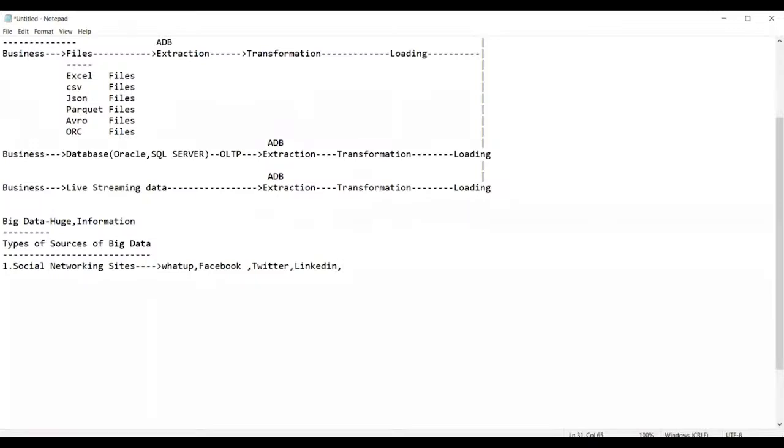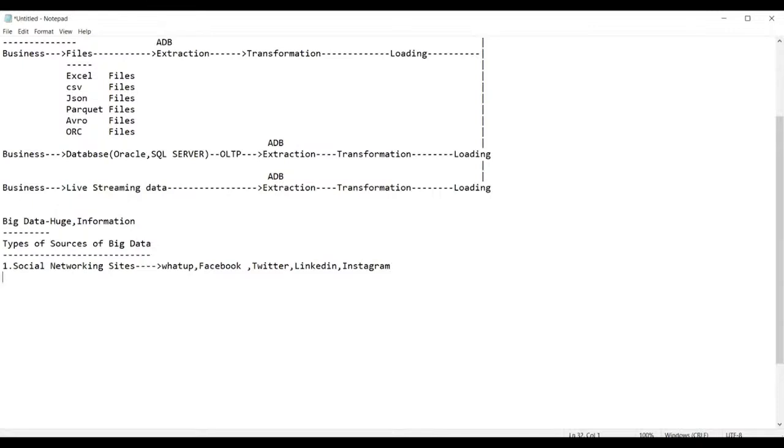Then afterwards, you also have Instagram. All this Insta and all these are called what? Social networking sites. So the social networking sites are basically referred to as the major source of getting the big data.